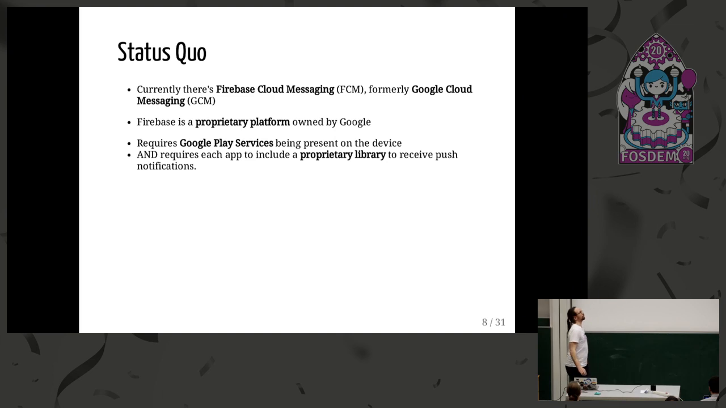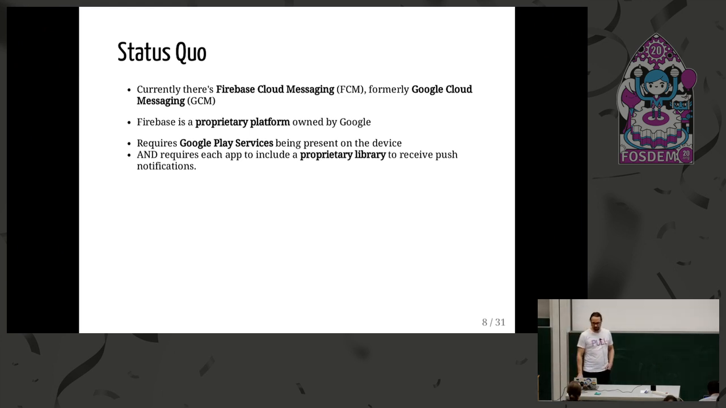That's why Google introduced Google Cloud Messaging and later Firebase Cloud Messaging, which bundles all those push notifications into one connection, which goes to Google service. So your phone is connecting to the Firebase service, registers for receiving push notifications, and all those web services send their push notifications to Google service, which then forwards it to your device. That has a number of drawbacks.